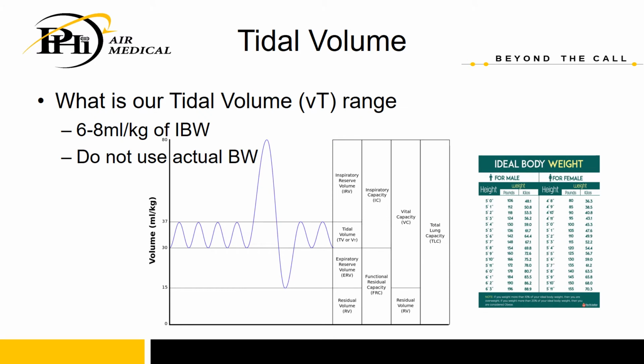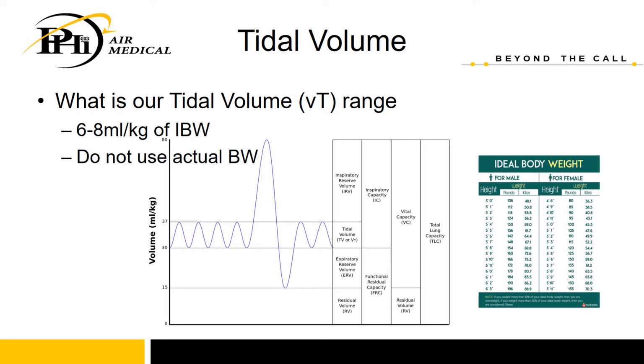All right, so like I said, the tidal volume range for our patient is going to be 6 to 8 milliliters per kilogram of something called our ideal body weight. Ideal body weight is incredibly important to use for our patients. We absolutely do not want to be using their actual body weight. The size of your lungs is not dependent on how large or small you are as far as your weight goes. It has solely to do with your height and your sex.